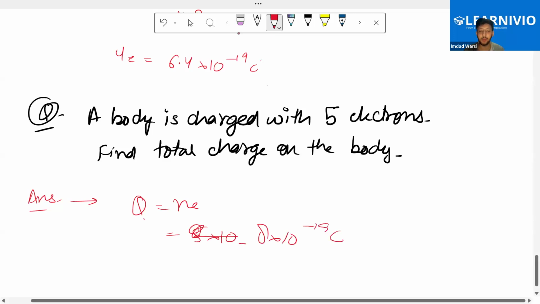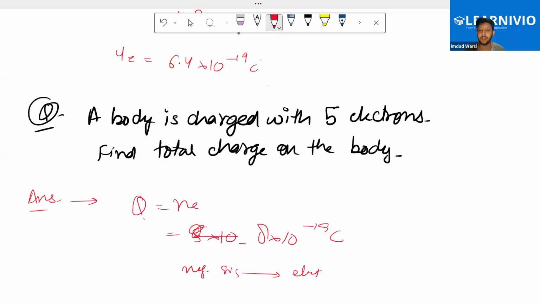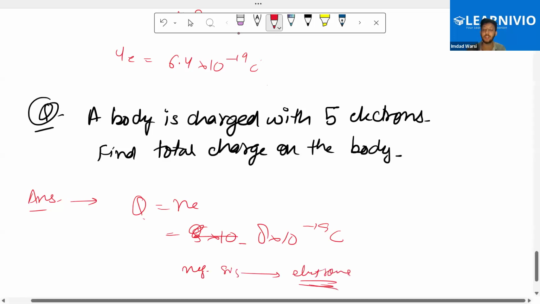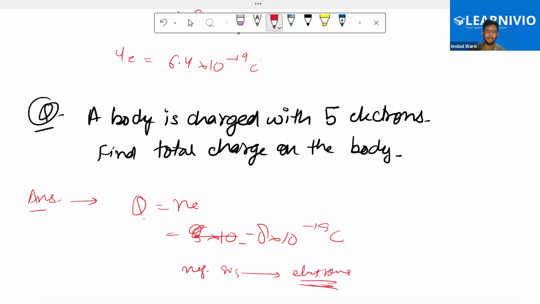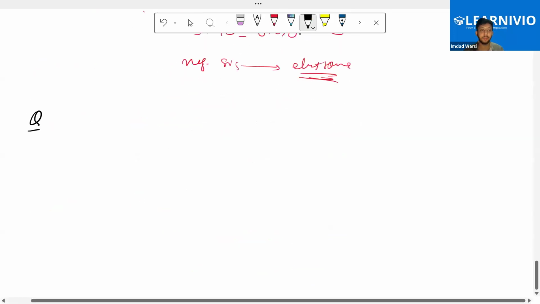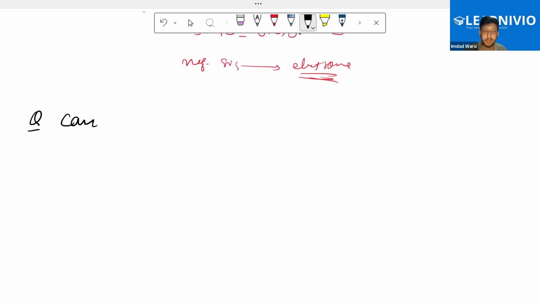And if you write negative, then you have to say that the negative sign depicts electrons, that it is charged with electrons, right? So you can say minus 8 into 10 to the power minus 19 coulomb. Okay. Should I write negative means electrons? Yes, if it isn't mentioned in the question, then you have to write that the negative sign denotes electrons.